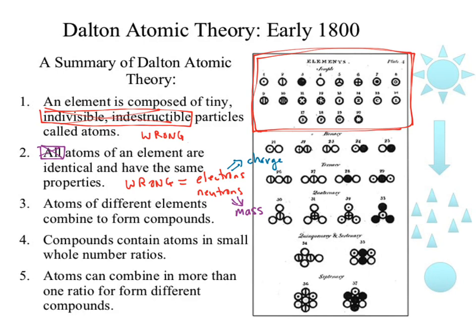Atoms of different elements combine to form compounds. True. If I take hydrogen and I combine it with oxygen, I have the potential of making water, with the formula H2O. So I can take different elements and combine them, and we end up getting new, wildly different things with different properties. Hydrogen's a gas. Oxygen's a gas.